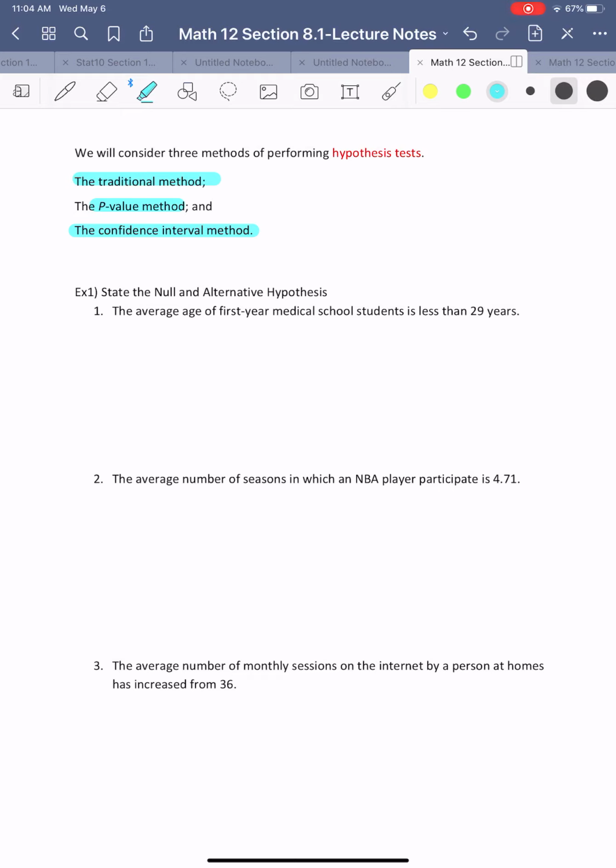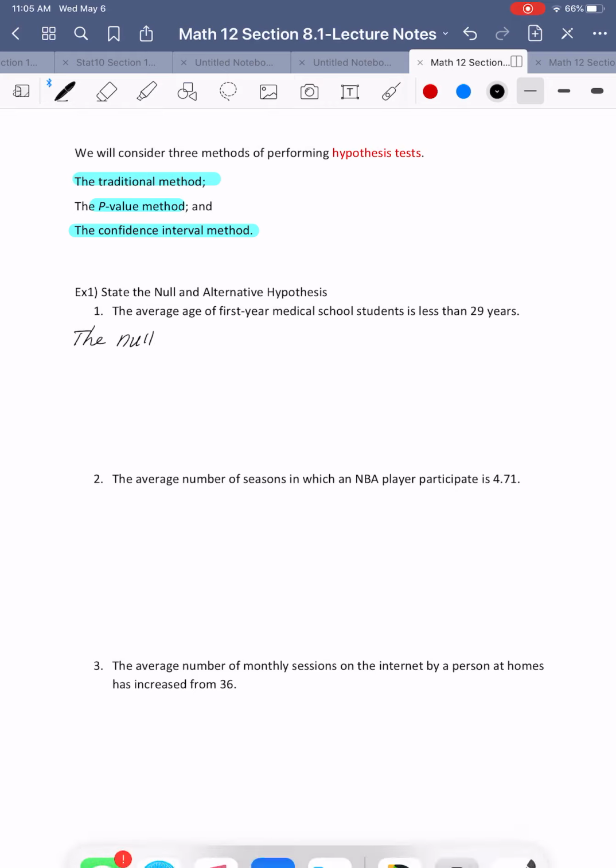The average age of first-year medical school students is less than 29 years. This states a decrease from 29 years, so the age is getting younger. The researcher knows the previous value for the average age and believes that the age has decreased.